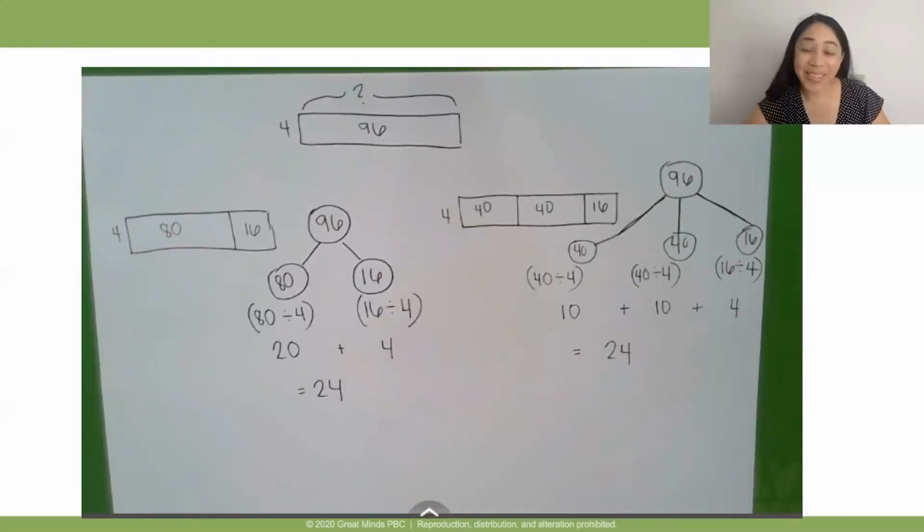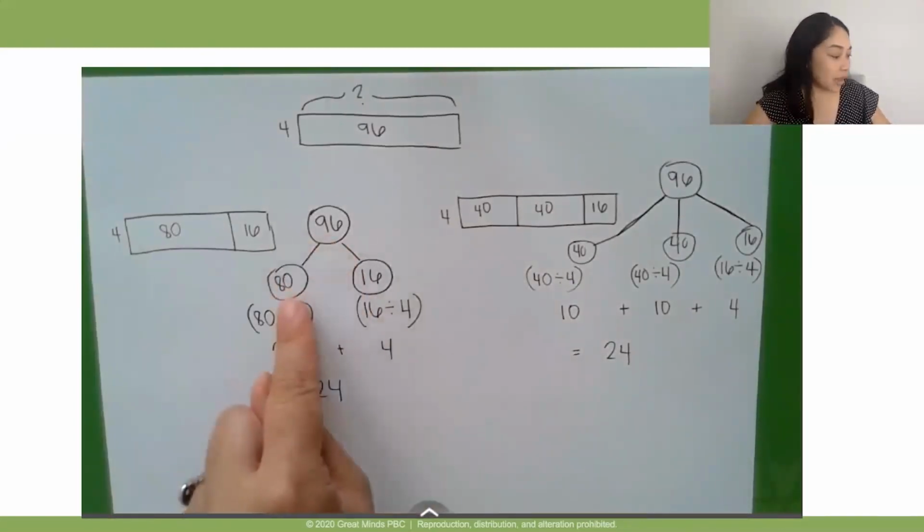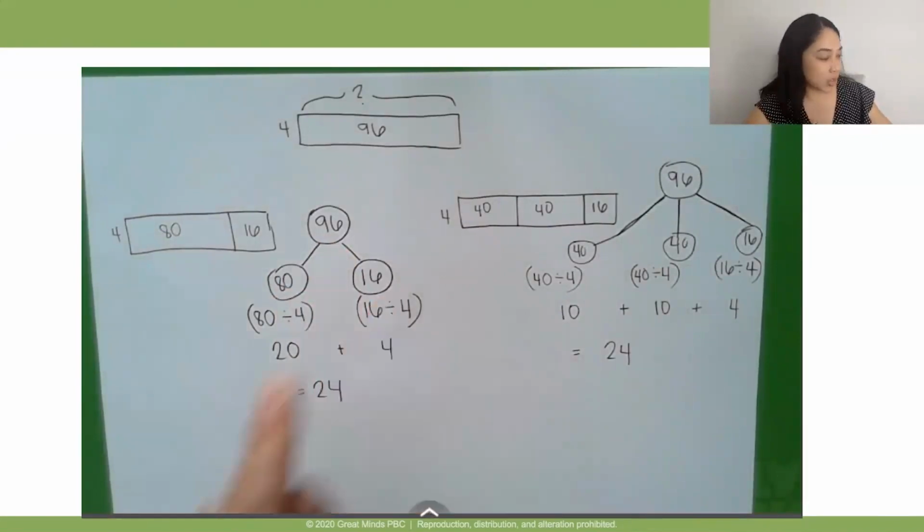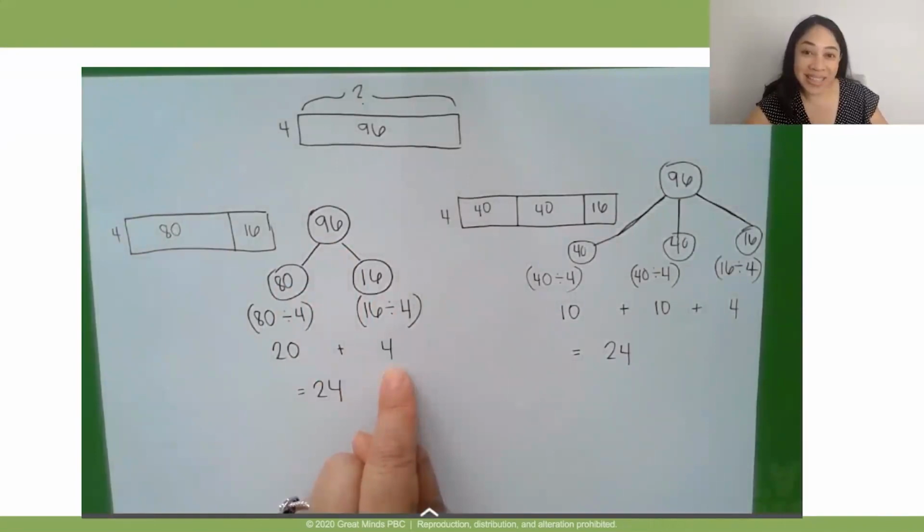Welcome back. So, how did you partition the area of 96? The first way I did it was decomposing 96 into 80 and 16. I then divided both parts by the divisor of 4, which equals 20 and 4. And then the sum is 24.